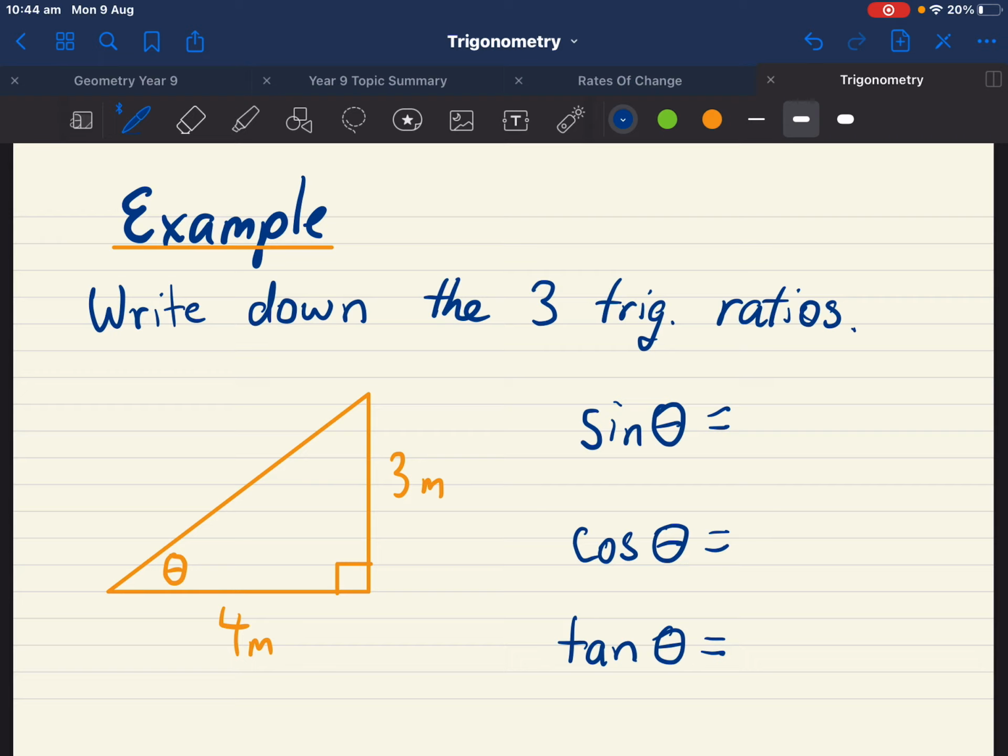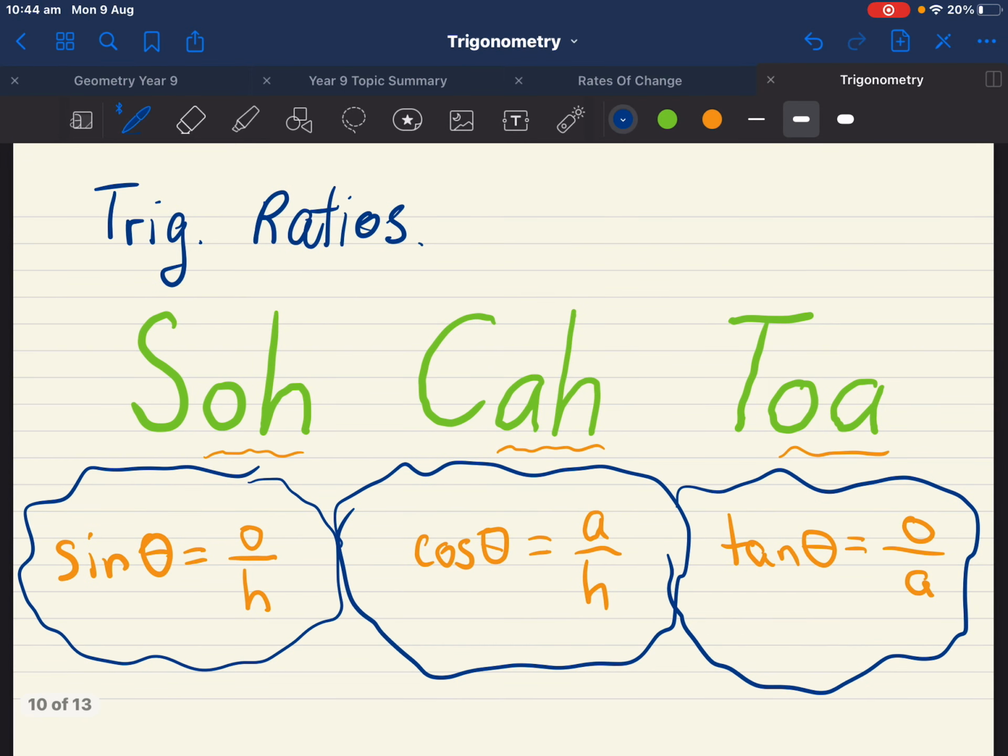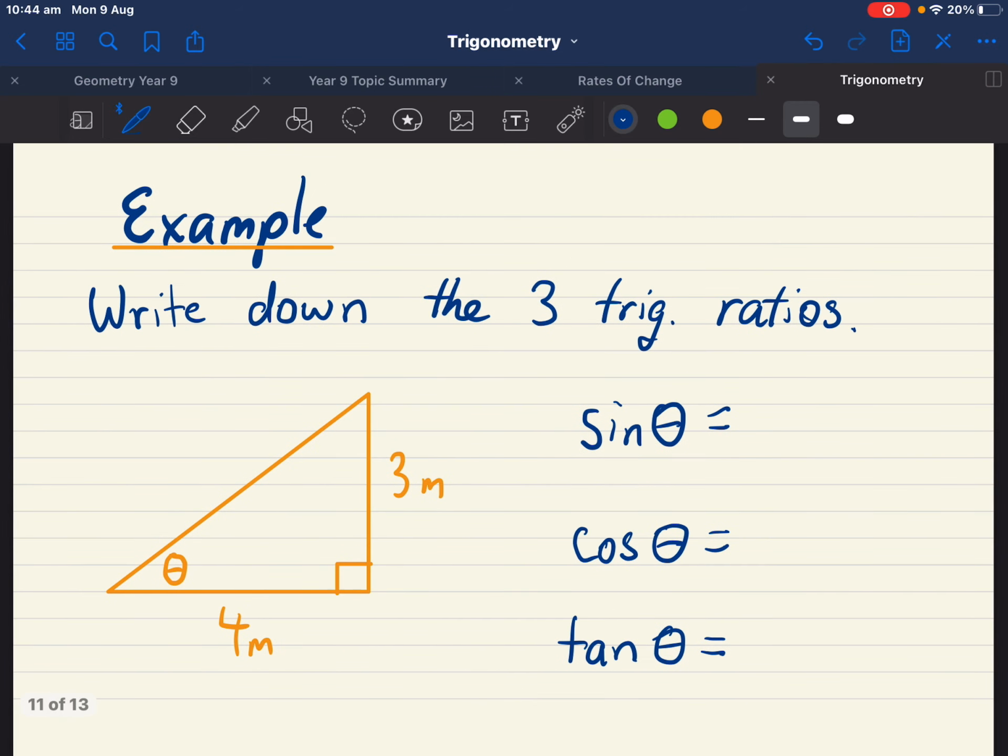So we want to write down the 3 trig ratios. What is sine theta going to be equal to? Cos theta and tan theta. And we know SOHCAHTOA, sine, cos, and tan. This is how you find them. What I would be doing if this was an exam is writing SOHCAHTOA. If I want to find what sine is equal to, I'd be looking at this one here. Sine is opposite over hypotenuse.